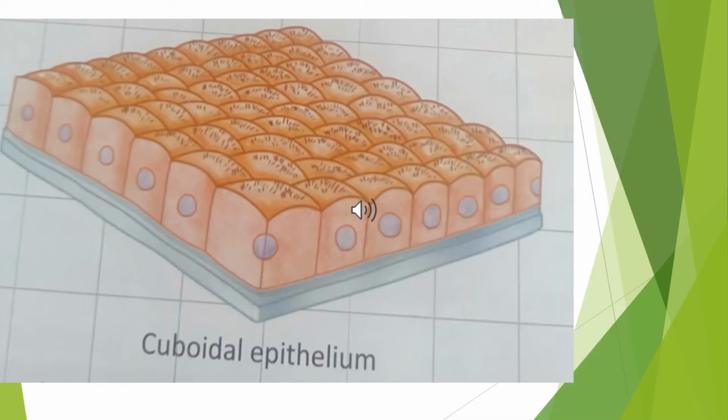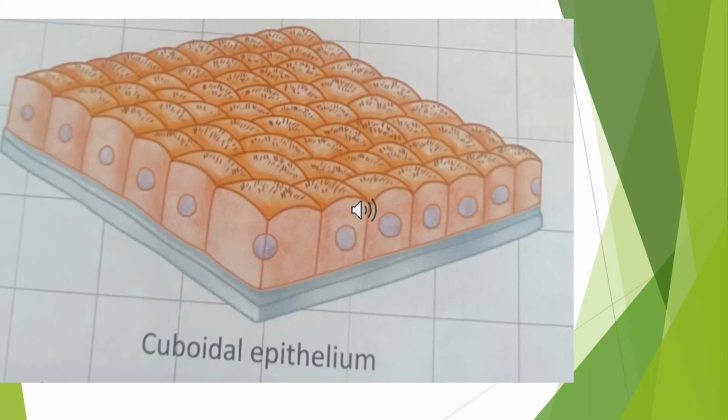Look at the picture. This is cuboidal epithelium. Cuboidal is made up of a single layer of cube-like cells. This tissue is commonly found in the kidney tubules, ducts and secretory portions of small glands, and the surface of the ovary. Its main functions are secretion and absorption. For example, the thyroid gland and salivary glands.